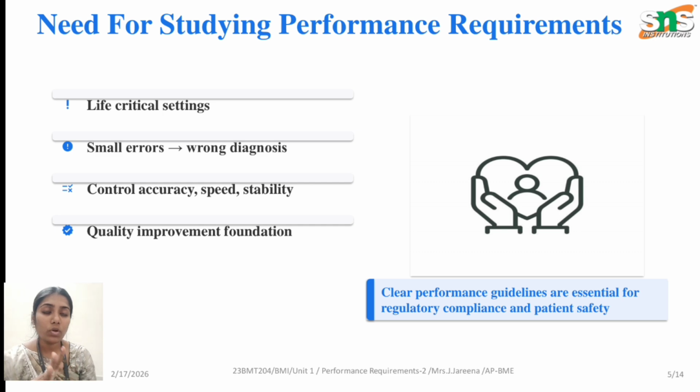The need for studying these performance requirements is that they play an important role in the patient's life. Even small errors can lead to a wrong diagnosis, and finally even to the death of the patient. So the control accuracy, speed, and stability of a medical device are very important, because the treatment given is based on the results you get from the device. If there is any fluctuation in accuracy, a slow speed of response, or the stability of the equipment is not proper, ultimately it affects the treatment based on these readings, and so it affects the patient.